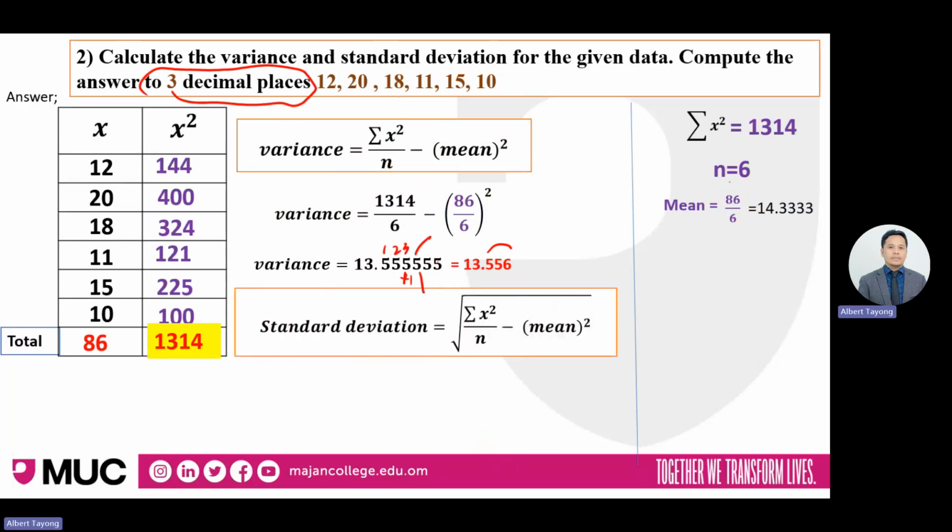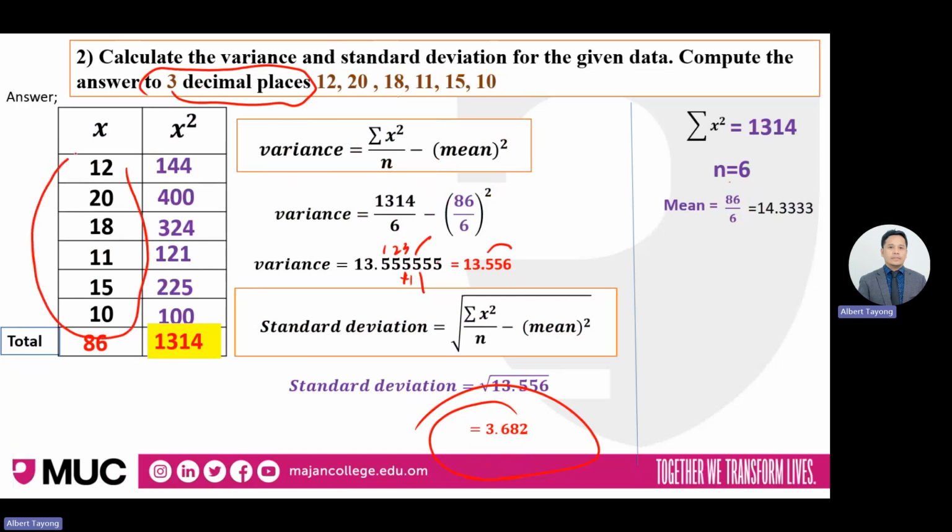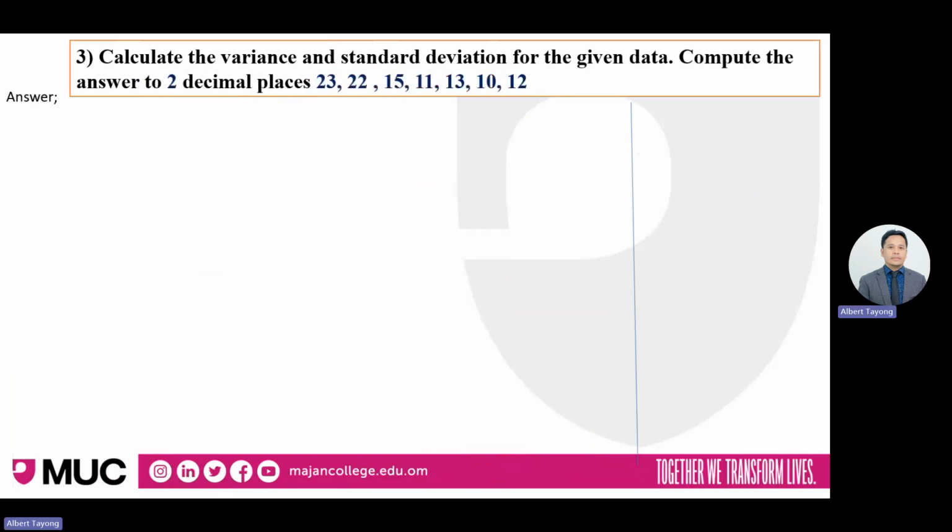The standard deviation is the square root of the variance. Square root of 13.556 is 3.682. So it's small because the numbers are close to each other and close to the mean. Our mean is 14.33. Okay, so this is an additional example.